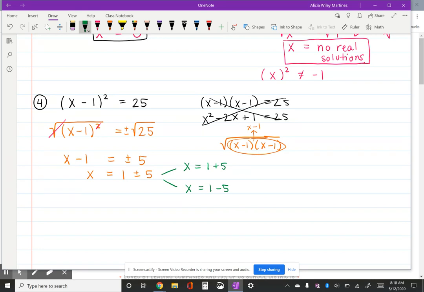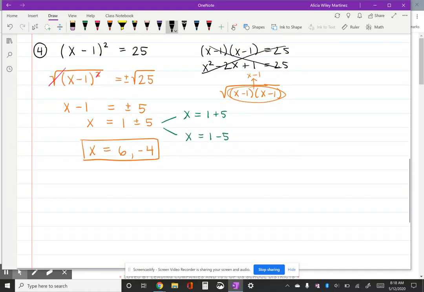So splitting it up, I still get those two solutions. My solutions are what I get from 1 plus 5, which is 6, and 1 minus 5, which is negative 4. And then there are your final answers. Both of those solutions would work, and you can always check your answer by plugging it back in to see if it works. Okay, one last example.